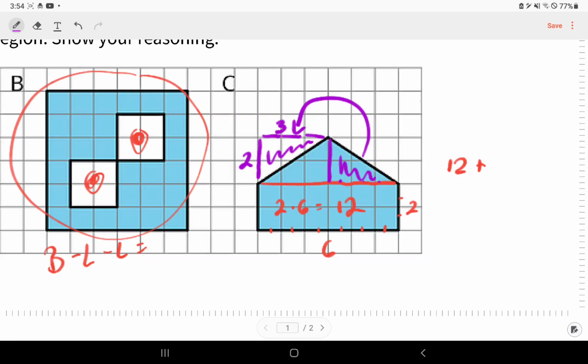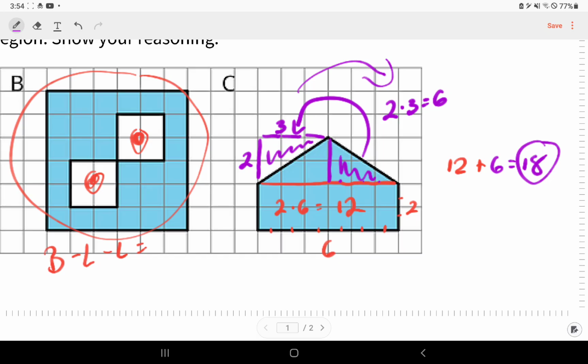Well, 2 times 3 is 6. And so 12 plus 6 is 18. And so that's the area of the shaded section. Okay? Now it doesn't matter if we had moved it to that side or if we had moved it over to this side, it's the same thing. Okay?